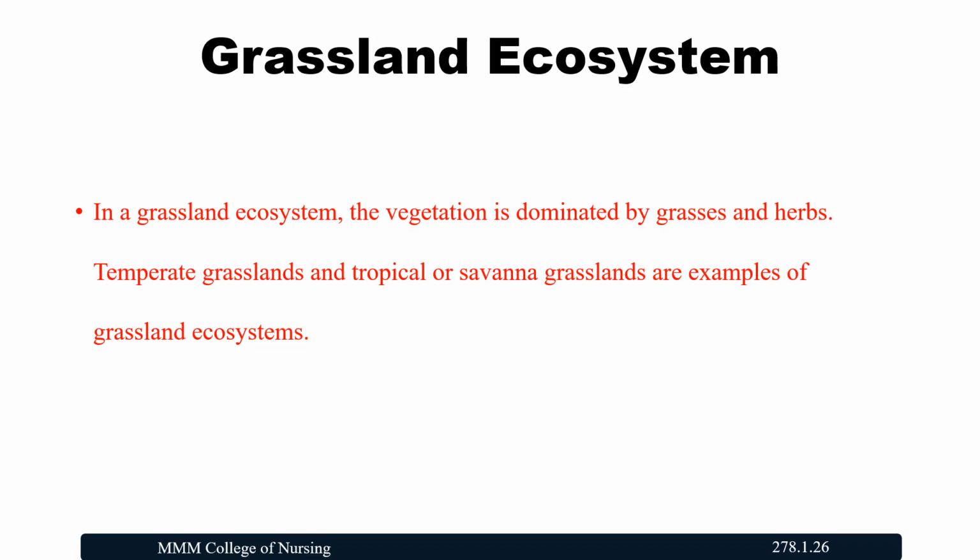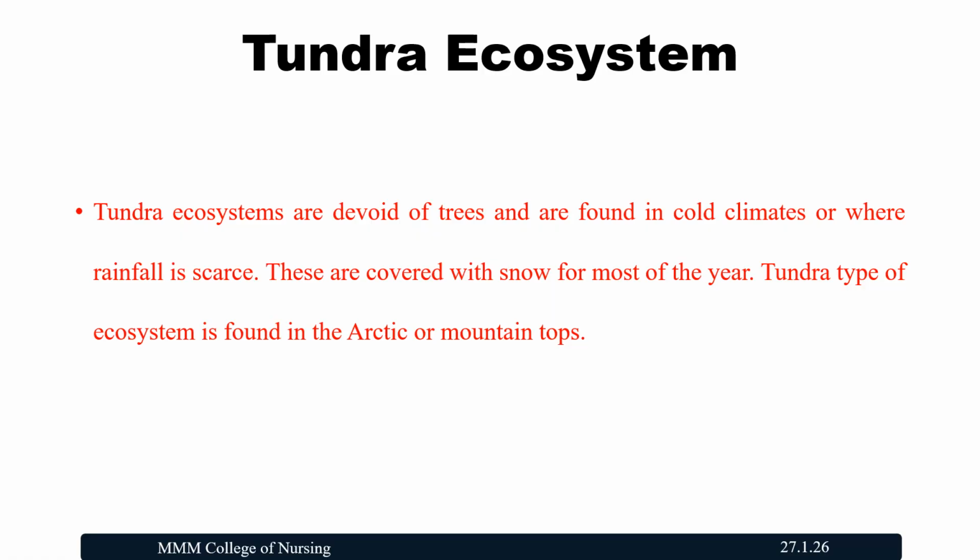Grassland ecosystem. In a grassland ecosystem, the vegetation is dominated by grasses and herbs. Temperate grassland and tropical or savanna grassland are example of grassland ecosystem. Tundra ecosystem. Tundra ecosystem are devoid of trees and are found in cold climates or where rainfall is scarce. These are covered with snow for most of the year. Tundra type of ecosystem is found in the Arctic or the mountain tops.